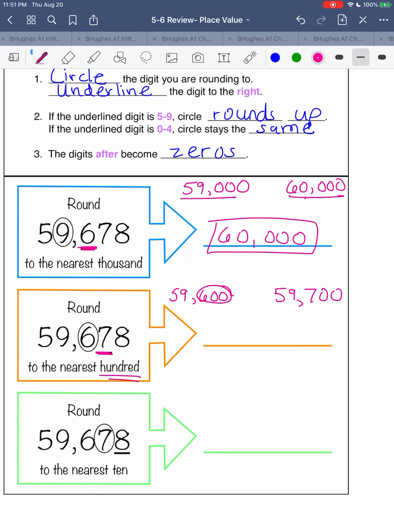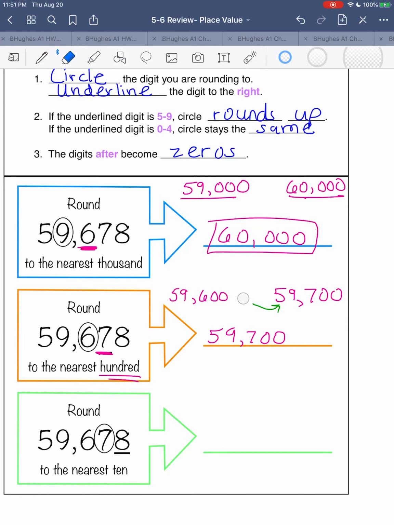If we're already at 59,600 and 59,700, halfway in between is going to be 59,650. See how the tens place is the one that has the 5 in it. Well, 78 is not going to fall below 650 in that section. It's going to fall above the 59,650. So it is in the upper half, which means that this one also is going to round up to the next 100, in this case, 59,700.